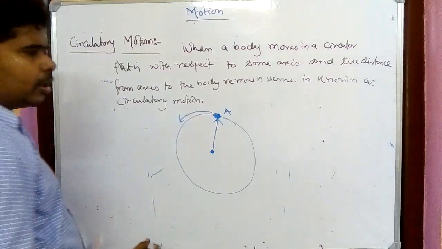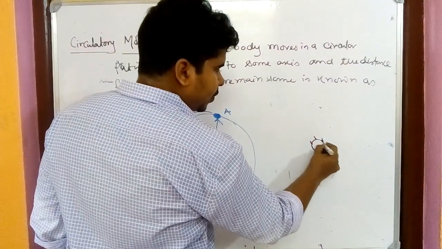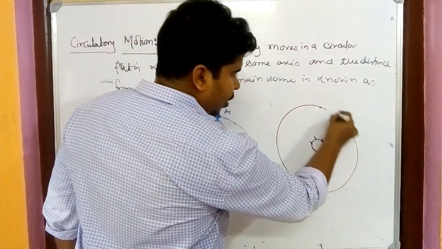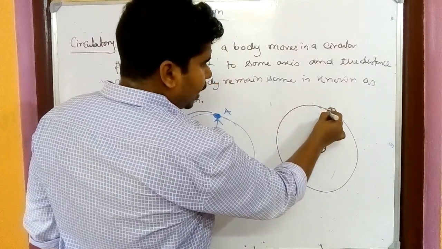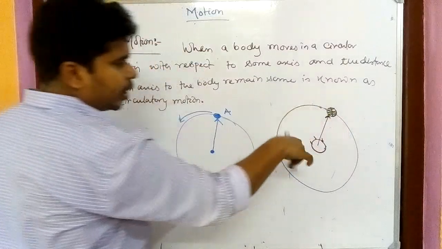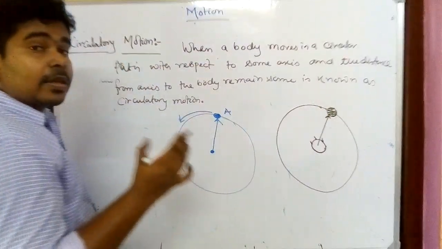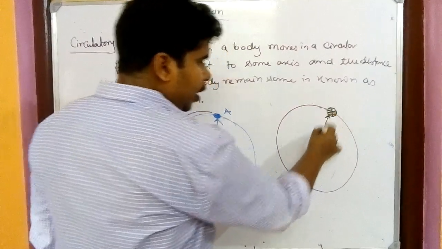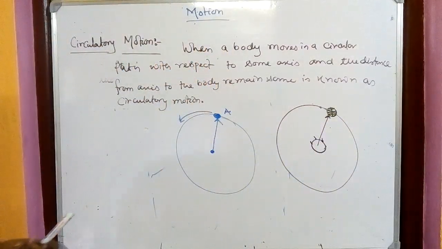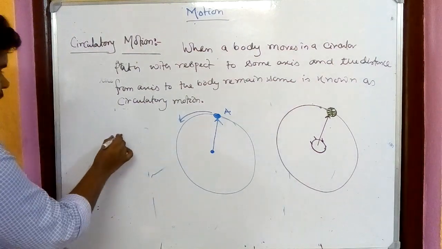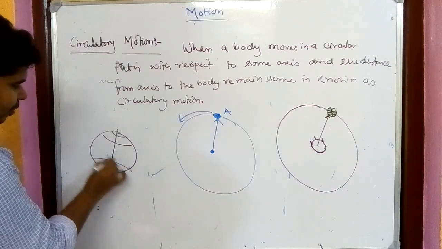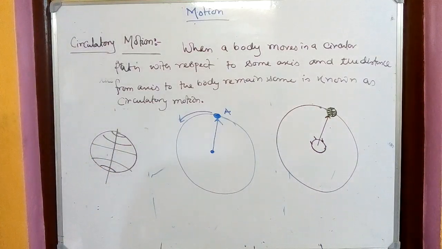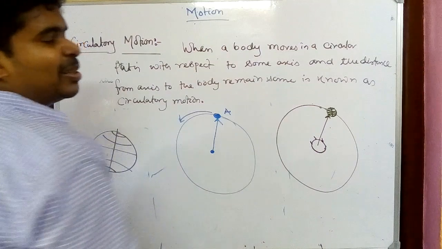If I am talking about the earth, assume this is the sun, and around the sun the earth moves in a circular path. That type of motion, when the earth is moving around the sun, is circulatory motion, because the distance from the sun to the earth remains the same. But when the earth moves about its own axis, then it is rotatory motion. And when it moves around the sun, then it is circulatory motion.